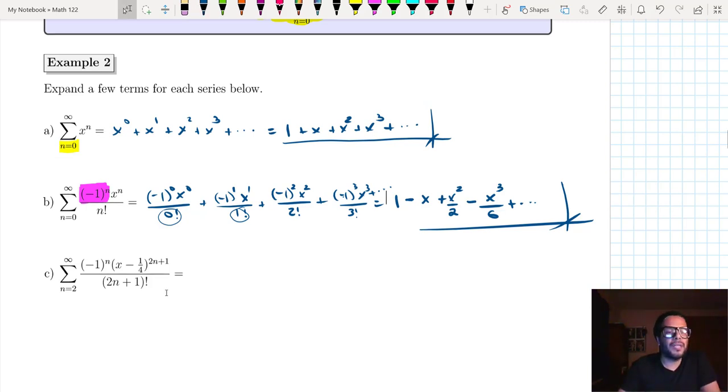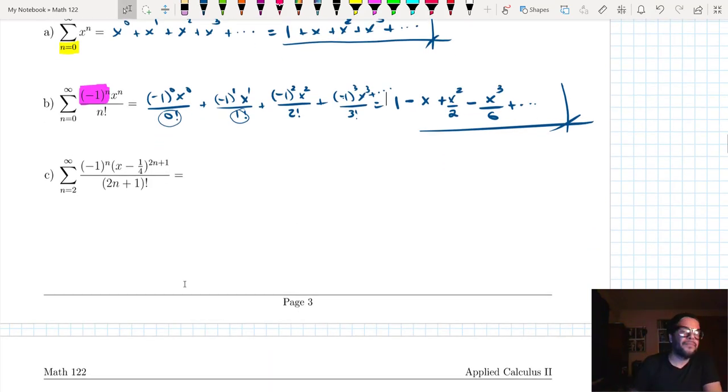Let's look at a more complicated series here. In this case, notice we're starting our lower limit at 2. So that's our first term: negative 1 to the second times x minus 1/4 to the 2 times 2 plus 1, the whole thing divided by 2 times 2 plus 1 factorial. Plus, for this one, I'm just going to expand 3 terms.